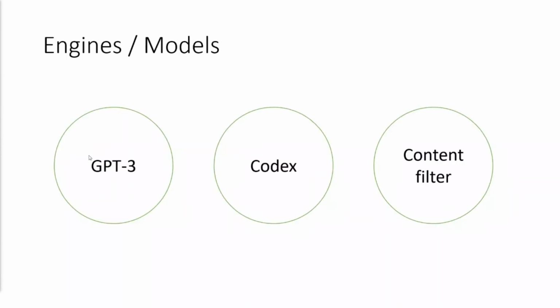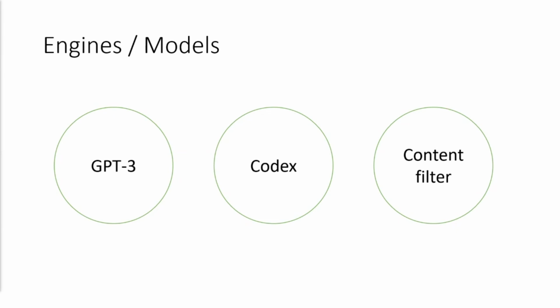Under OpenAI, there are a couple of services like GPT-3, Codex and Content Filter. GPT-3 is for NLP. Under this, you have entity extraction, translation, language creation, some really fascinating use cases I'll show you. And Codex is mostly for coding.